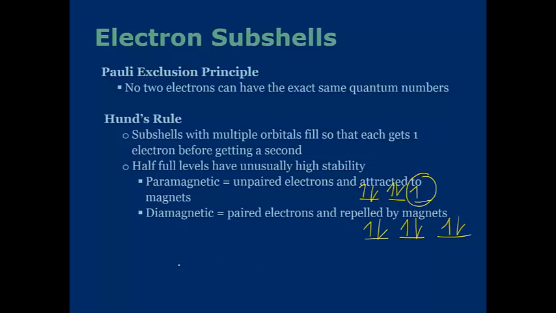When we're talking about Hund's rule, we're looking at subshells, like so. Quite simply, the subshells with multiple orbitals have to fill so that they get 1 before a second. So, instead of starting here and placing there, you're actually going to fill them 1 at a time, like so. Each one gets 1 electron before they get another. So you have to fill each one before you put in a second.